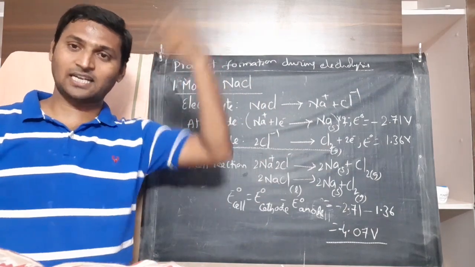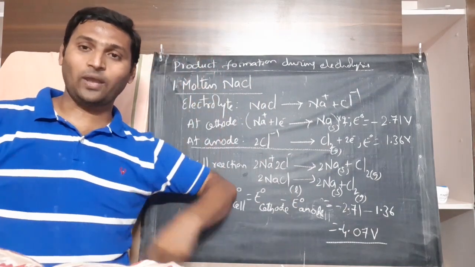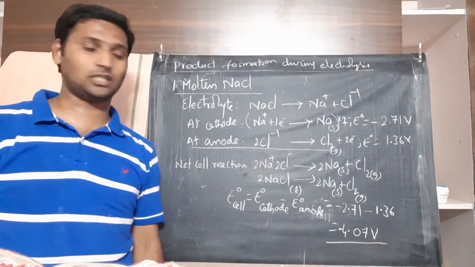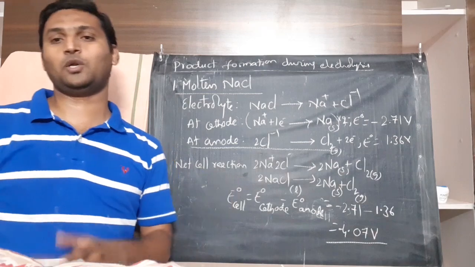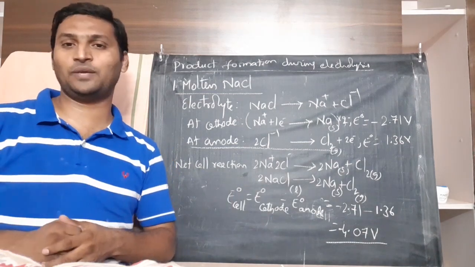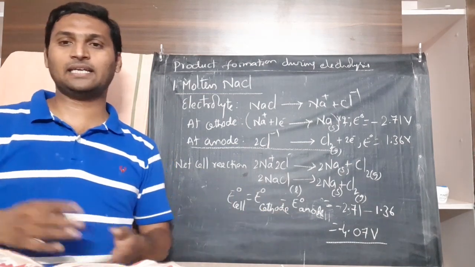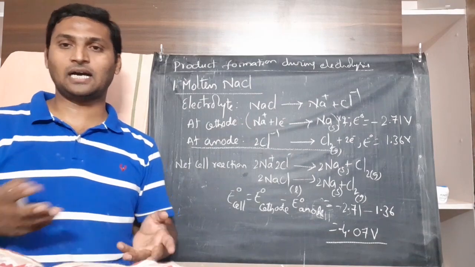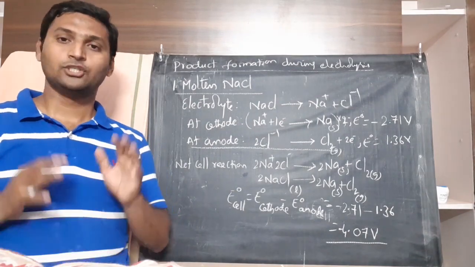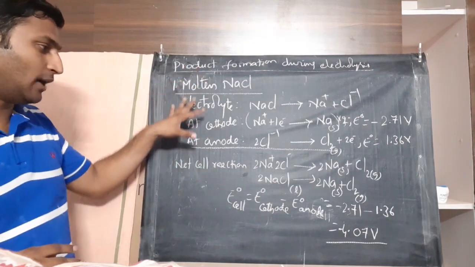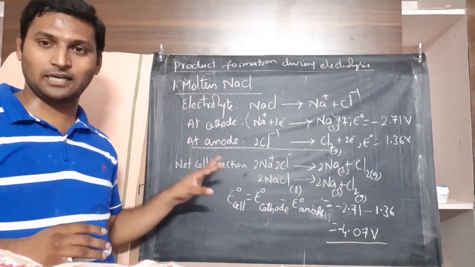A spontaneous reaction gives us the voltage. Here we are giving voltage to perform the reaction. And how much voltage do we have to supply? 4.07 volts, under standard conditions we are talking about. Under non-standard conditions it differs, depending on the concentration and other factors, you know all those things. Okay, so this is how electrolysis can be understood.